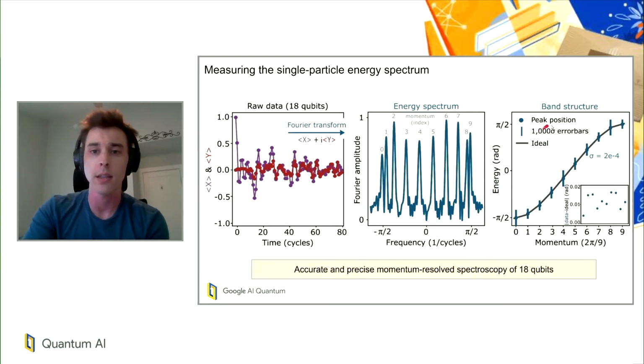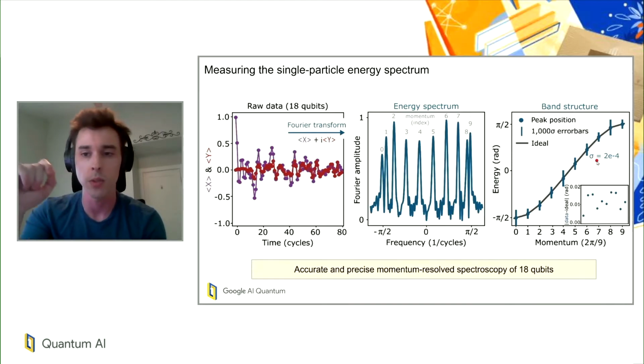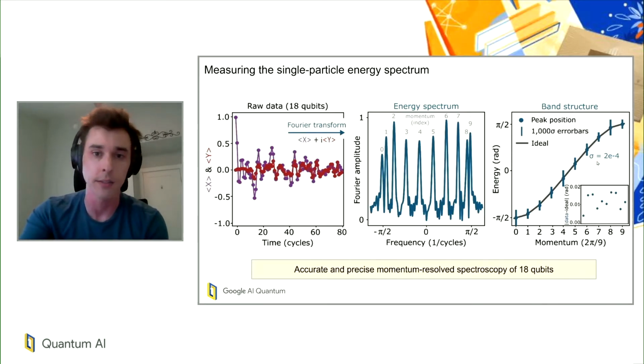What I'm plotting here is 1,000 sigma error bars. Had I plotted 1 sigma or 5 sigma error bars like you typically do, you wouldn't be able to see them. They'd be so small. I'm plotting 1,000 sigma error bars because the uncertainty in each one of these peak positions is at the 10 to the minus 4 radian level, which is extremely accurate for a multi-qubit experiment.